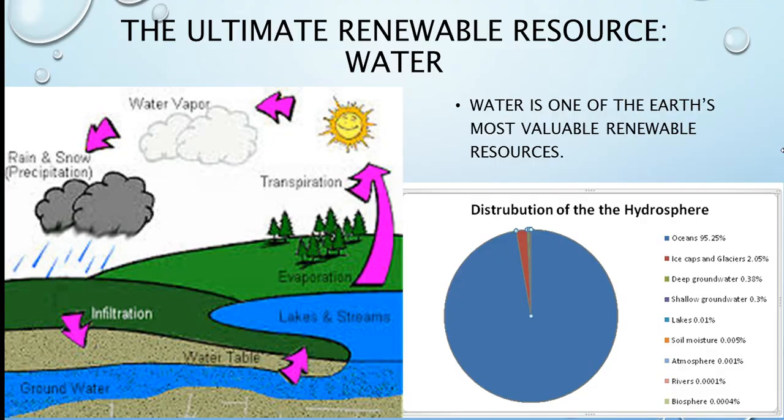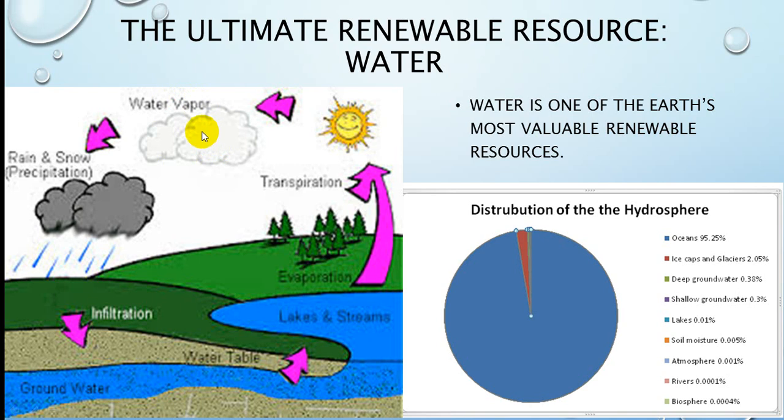The ultimate renewable resource is water, and that's because water is always recycling, and it's doing it all by itself. Over here on the left, you can see that if we start with water in a lake, on a warm day, some of it will evaporate. You'll feel that in the air. You'll feel a humid day when there's a lot of water in the air. It'll evaporate, it'll go up into the sky, and then it will condense. We call that condensation, and it turns into a cloud.